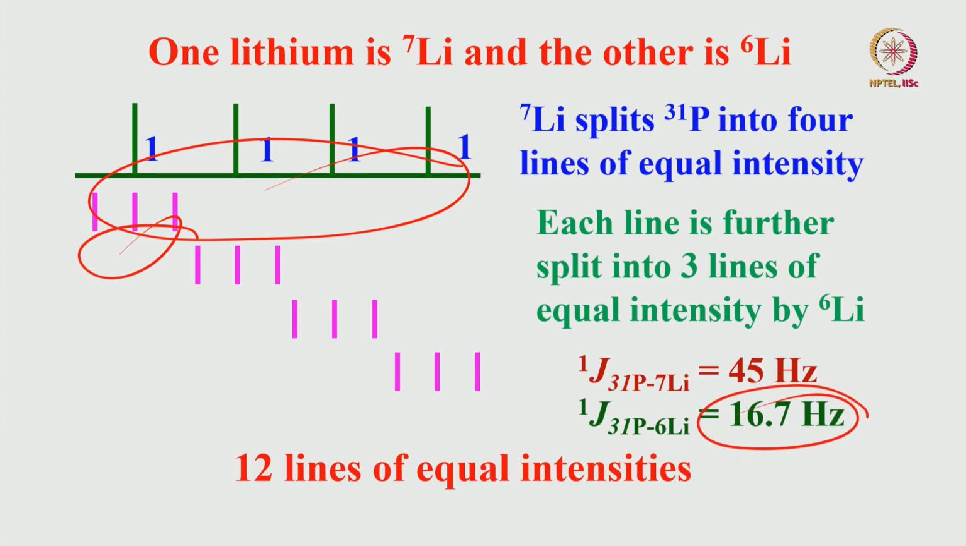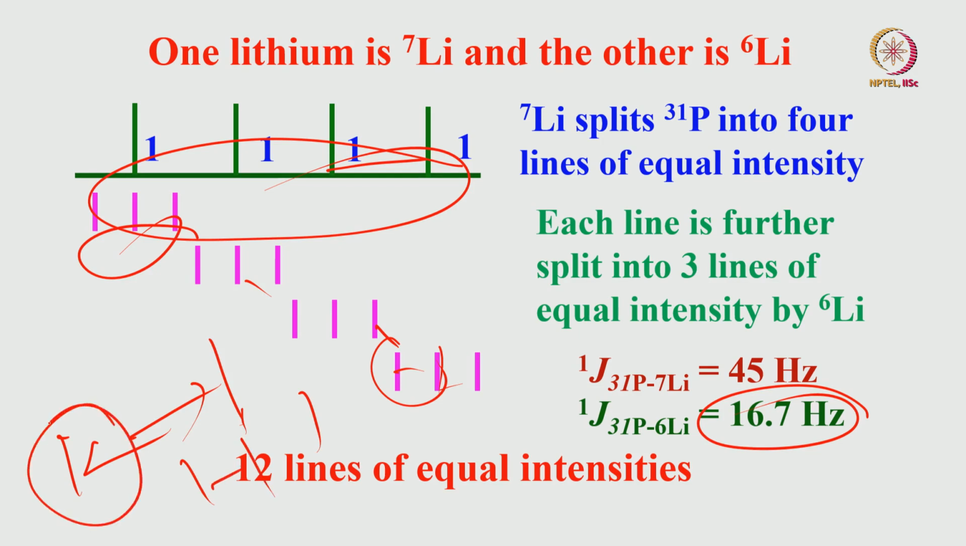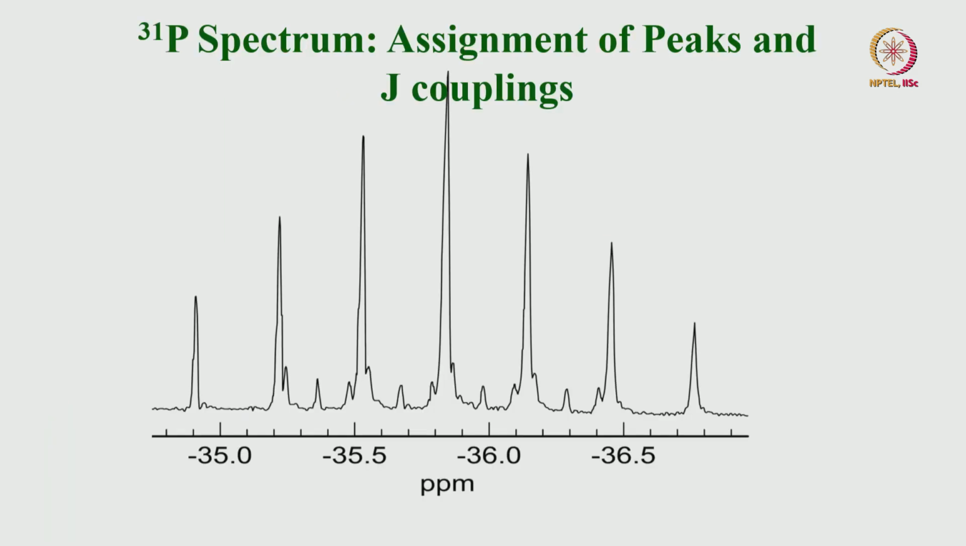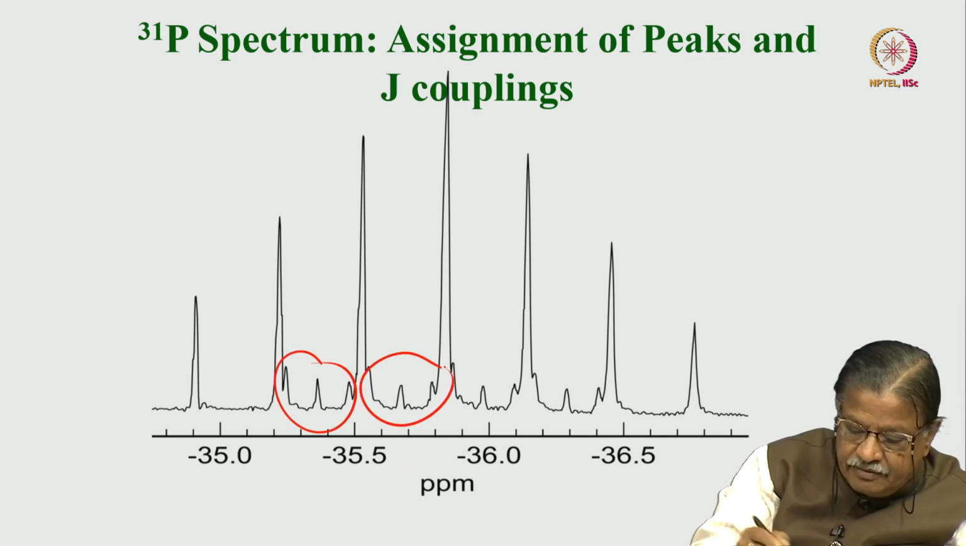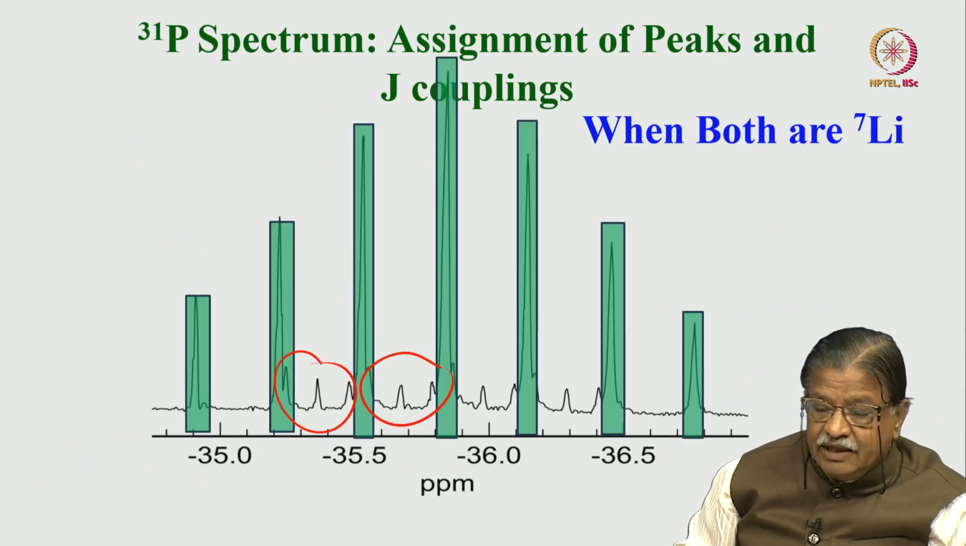As a consequence, what happens? There will be 12 lines of equal intensity, most of them do not overlap, because this separation is 45 hertz and this is only 16 hertz. So, as a consequence, these lines are very well separated, the overlap is not there, because you see one is here, other is here, this is 45 hertz, and from here they will have 3 lines of 16 hertz. So, there is no question of crossover or overlap with the other peaks. All 12 lines should be visible. See here, this is one, when both lithiums are 7.